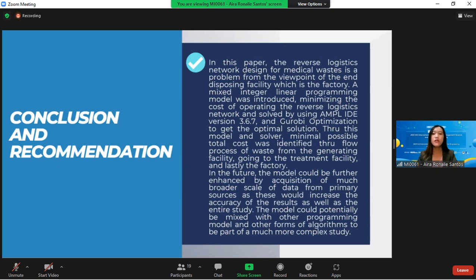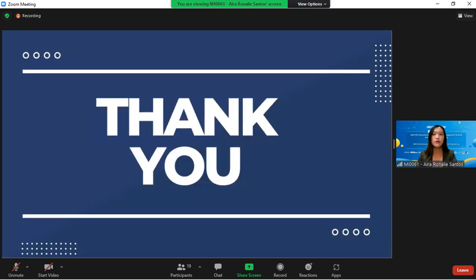In the future, the model could be further enhanced by acquisition of a much broader scale of data from primary source, as this will increase the accuracy of the results as well as the entire study. The model could potentially be mixed with other programming models and other forms of algorithms to be part of a much more complex study. This is the end of my presentation. Thank you for listening.